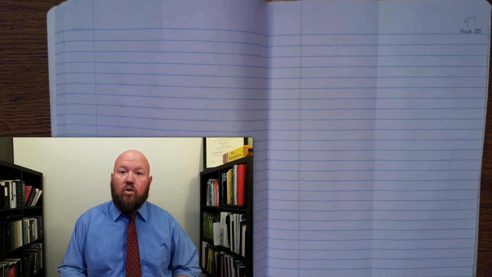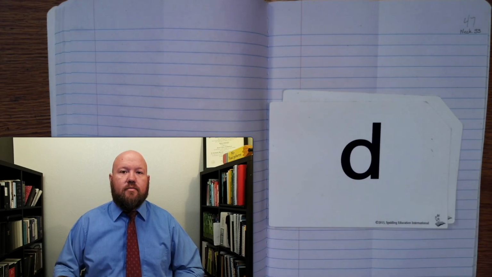All right, now this time through, we'll say the sound followed by the cue. And if there is a rule, have it in your head so you can say it with me. Try to say the sound and the cue before I do. Here we go. First one is two letters. D.